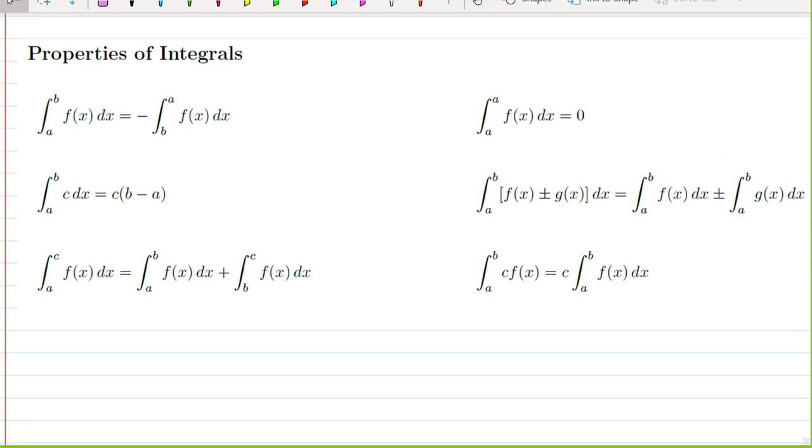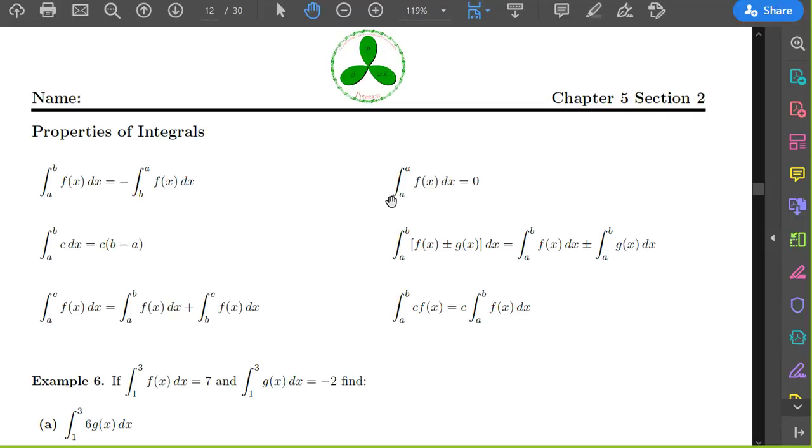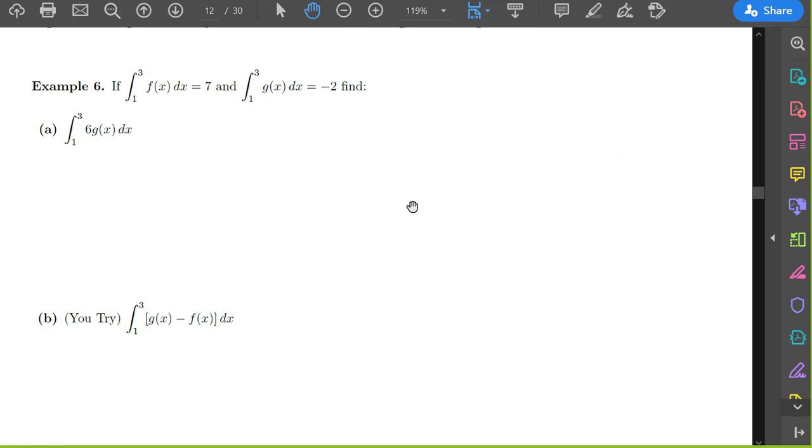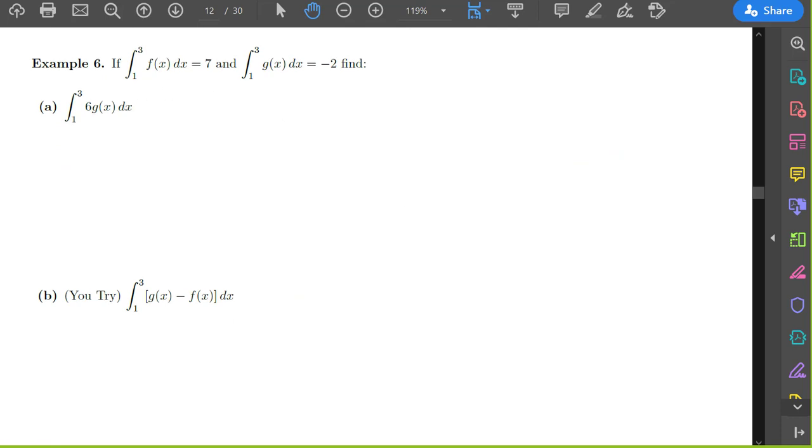Okay, so let's look at a couple more examples. So we have the following.